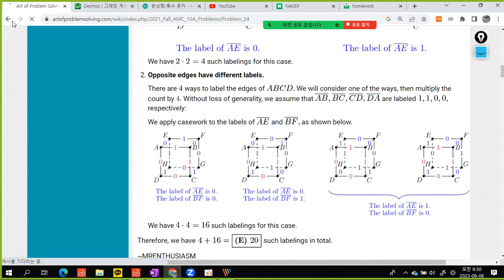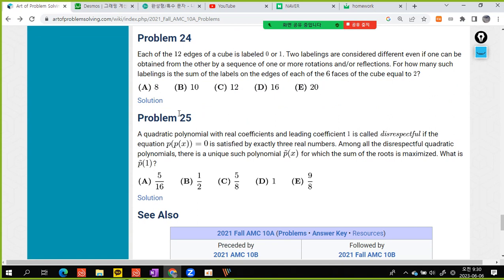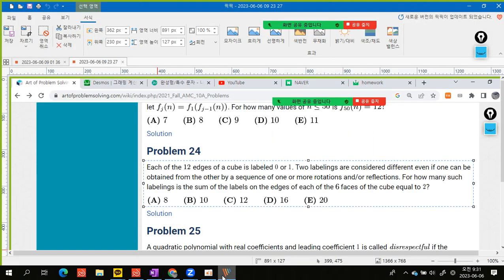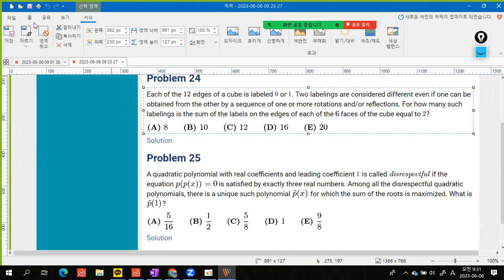Yep. How about number 25? Do you want to solve this one, or are you okay with this? Oh, okay. Let's just see. Yeah, let's just sit together. Yeah, the last five problems actually are difficult.